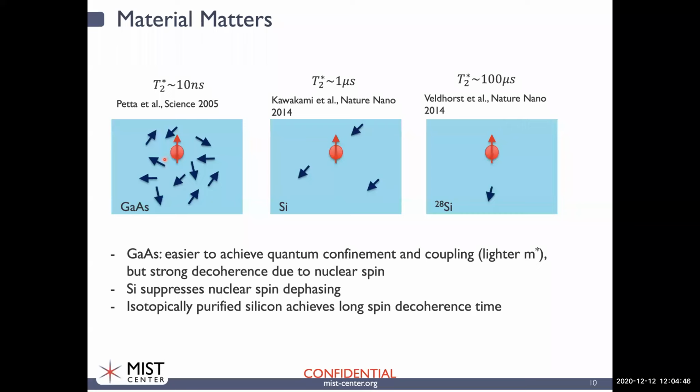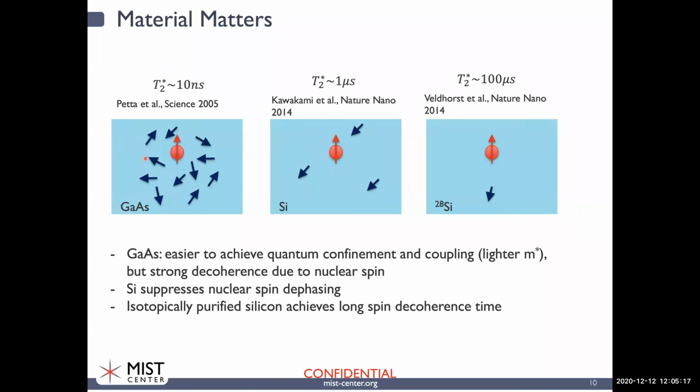For gallium arsenide, initially employed in the demonstration of semiconductor quantum dot-based quantum computing, due to the lighter effective mass, it's easier to create quantum confinement and quantum tunneling. But due to strong interaction with nearby nuclear spins, the decoherence time, or how long the quantum state can be there, is relatively short.